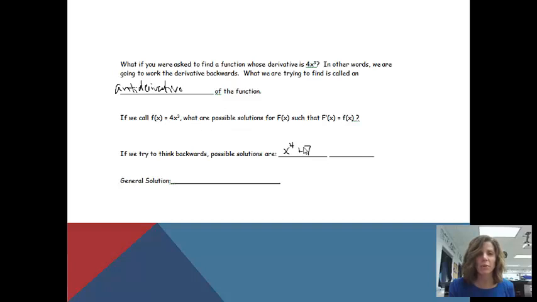So that would work. Let's think of another one that would work. If I had x to the fourth minus 10, and I took the derivative of that, that would also give me 4x cubed. So both of those would be antiderivatives. You'll notice as long as I put a constant next to the x to the fourth, I really can put any constant that I want. That leads us to the general solution, which is just going to be x to the fourth plus c. So c is just any constant that I could put next to it.